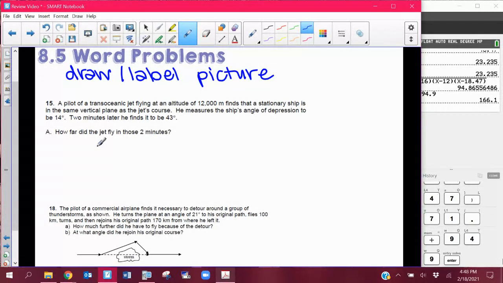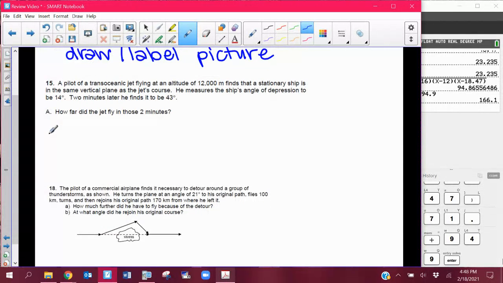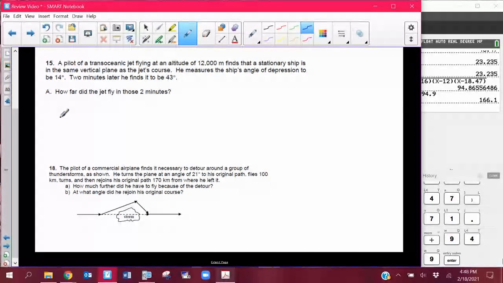So we have apparently 2 pilot questions. A pilot of a transoceanic jet flying at an altitude of 12,000 meters finds that a stationary ship is in the same vertical plane as the jet's course. He measures the ship's angle of depression to be 14 degrees. 2 minutes later, he finds it to be 43 degrees. How far did the jet fly in those 2 minutes?